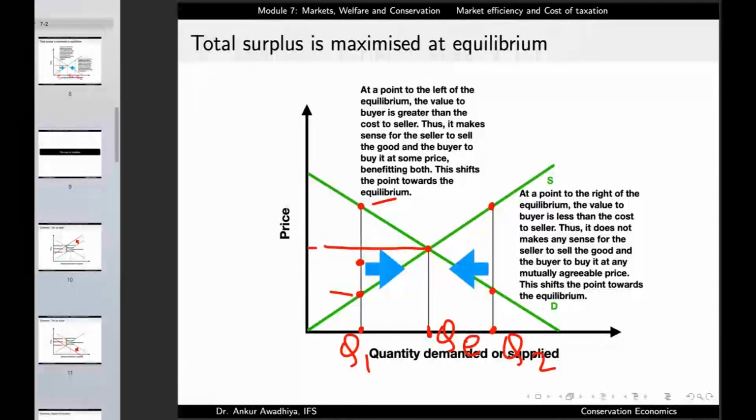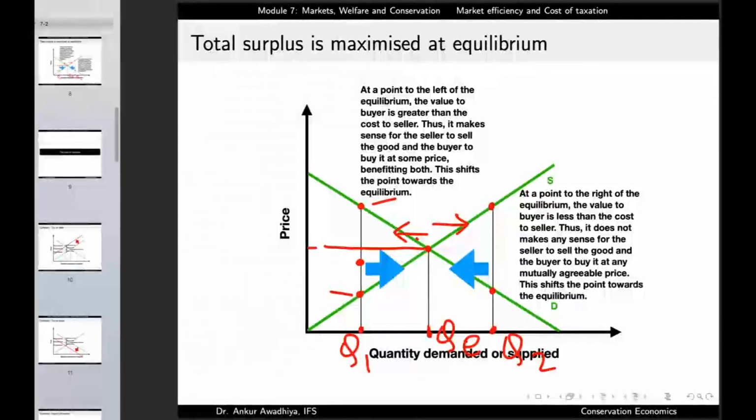So, what we are saying is that any point to the left of the equilibrium is not optimum, and any point to the right of the equilibrium is also not optimum. And the more we shift to the left or the more we shift to the right, the greater is the possibility that we are moving away from the maximum. So if at any point to the left or to the right of the equilibrium point, the total surplus is not maximum, then that would mean that at the equilibrium point, the total surplus is maximum.